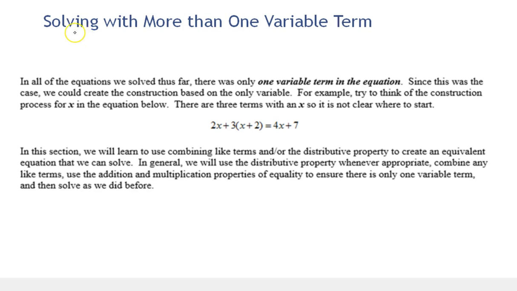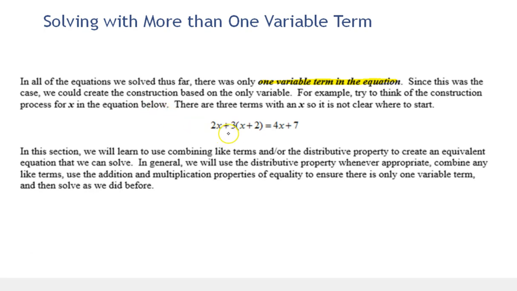In this final section, we're going to learn how to solve when there's more than one variable term. So let's review this information. In all of the equations we've solved thus far, there is only one variable term in the equation. Since this was the case, we could create the construction based on the only variable. So for example, try to think of the construction process for x in the equation below.